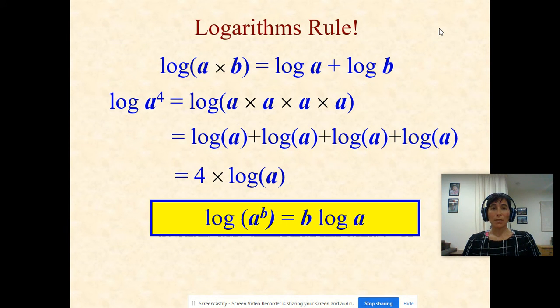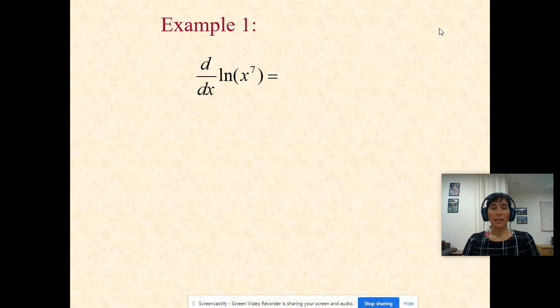That generates this final rule, which is log a to the power of b is the same as b log a. In other words, that power can be brought out the front, and that is one of the most powerful rules we often use with logs.